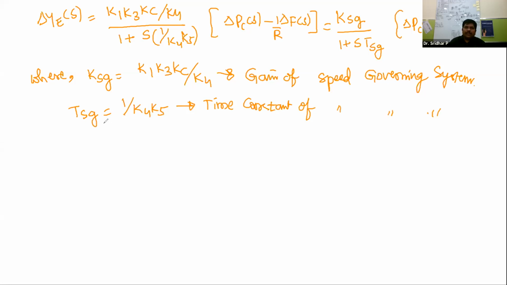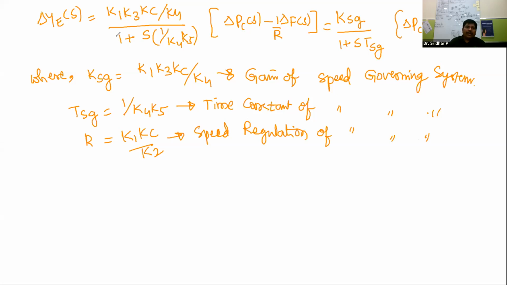So next one is R. R is equal to how much? Now we are representing it as minus 1 by R. It is K1 Kc by K2, I think. K1 Kc by K2. This is nothing but the speed regulation. This is very, very important. This is called the speed regulation of the speed governing system. So these are the few important parameters.